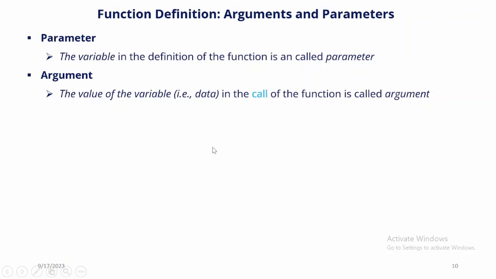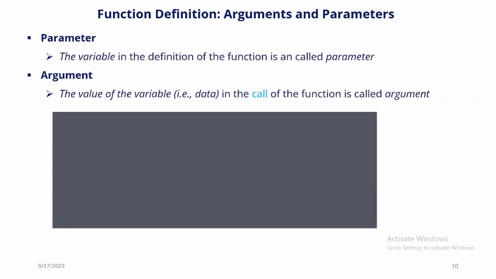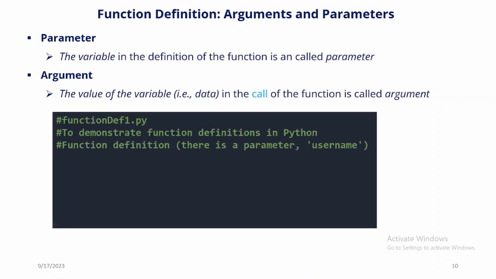Because we did not create a parameter in the last example we saw, we also did not put an argument when we call the function. That's an empty function. It will not always be like that. Some functions will require you to put something, like our input function, our print function. The input function does require you to put something. Okay, so let's see a second example.